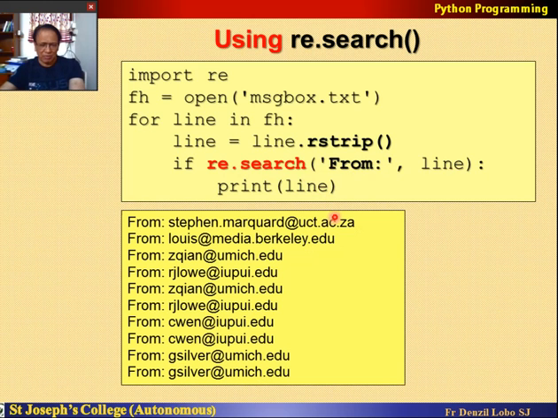So let us see what the result is. As you see, From Stephen. There is a lot of other information there, but it has culled out only the information which contains From, then you have got the email ID. So this is in this document called mbox text. This is one use of one method called search.